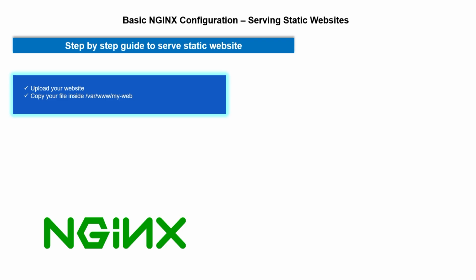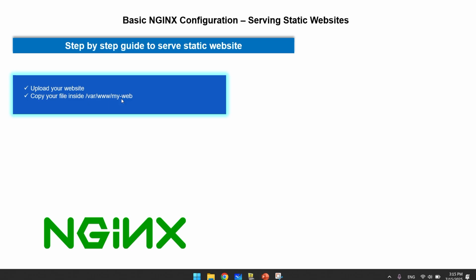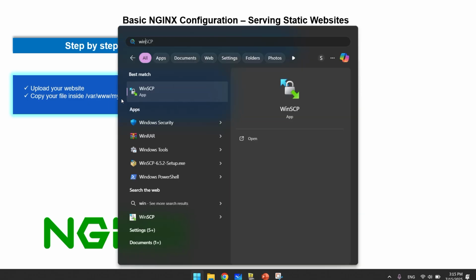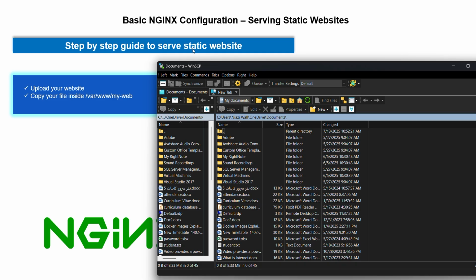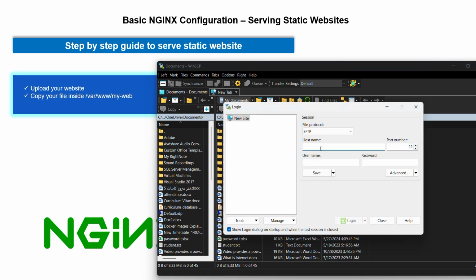that is /var/www/myweb. I have created my web directory inside of my Ubuntu server that we have installed earlier. Now from my Windows machine, I want to copy all my HTML CSS files inside of this path. I have installed the WinSCP tool earlier to log into my Ubuntu server and copy all the files inside of my Ubuntu server.